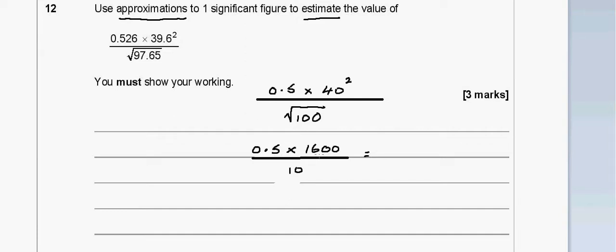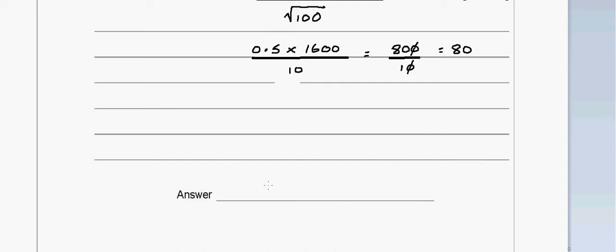So 1600 halves will give us 800, and that's divided by 10. So we can cancel top and bottom, which gives us 80 over 1, which gives us 80. So our final answer is 80.